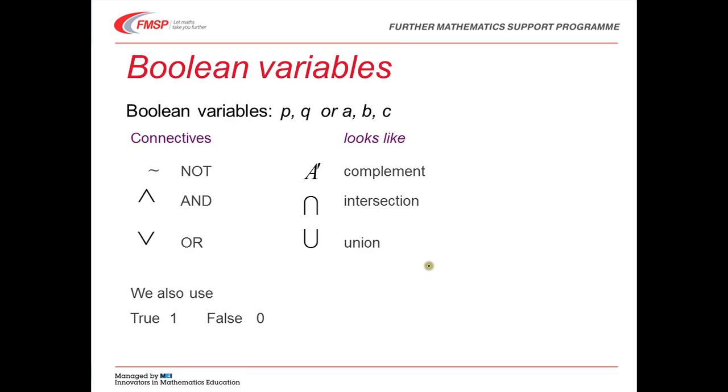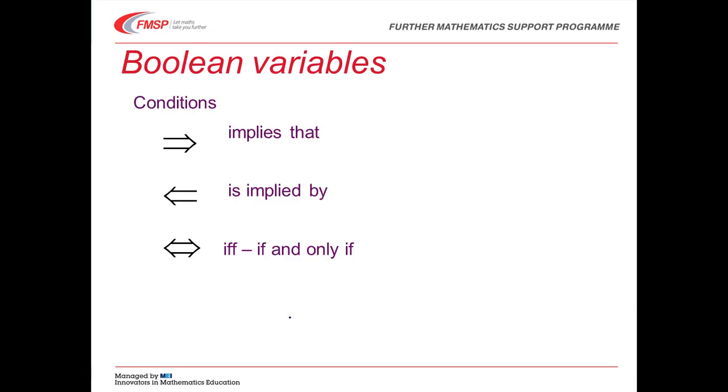First of all, a few things. The Boolean variables we tend to use just little letters for, P and Q or A, B, C. The connectives that we need are not, and, or, and they look a little bit like things that you get in set theory if you've done any. So not, for which we use a kind of squiggle, is a little bit like the complement, and, which I always think of as a hat, is like an intersection, and or, which is an upside down hat, I guess, is like a union. And as I said before, we use 1 to represent true, 0 to represent false.